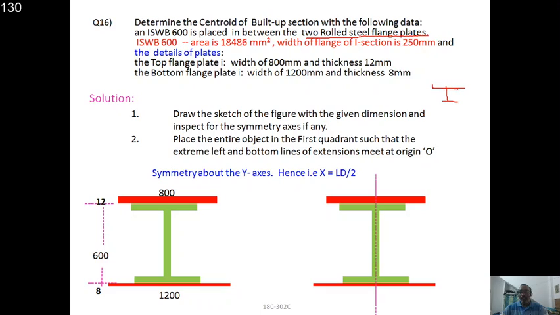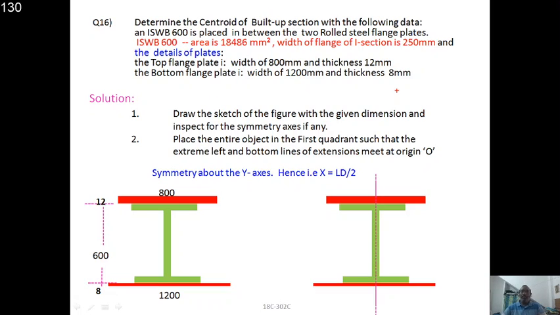In between means sandwiched. So above this there is a plate and below also there is a plate. The same thing has been shown in the figure. In addition, the details of the ISWB section area and width of the flange plates are given. For the top flange plate, its width is 800 and thickness 12 mm. For the bottom flange plate, the width is 1200 mm and the thickness is 8 mm. These details have been given, and we are asked to determine the centroid.